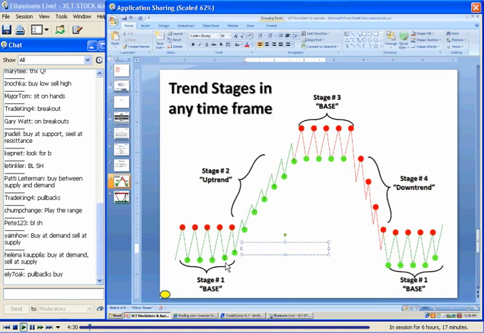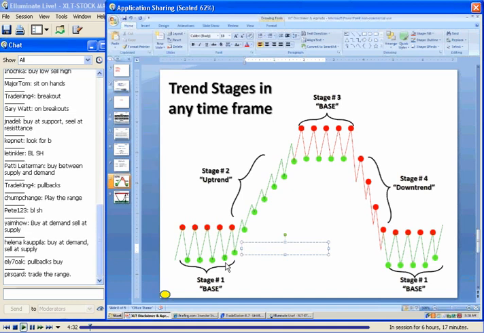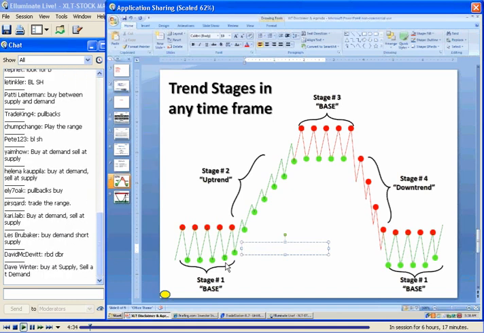Oh boy, we got a lot of different answers here. Yeah, this is why trading works. Buy low, sell high. Okay, good.